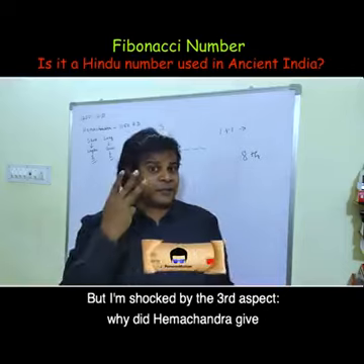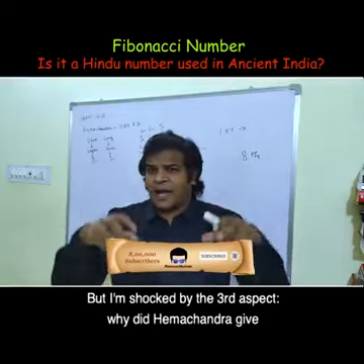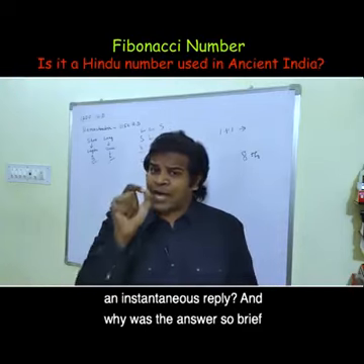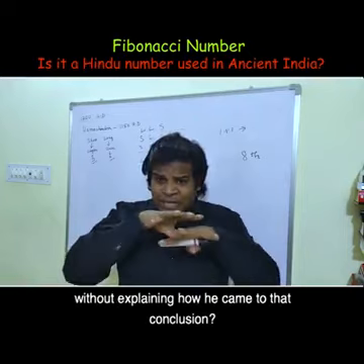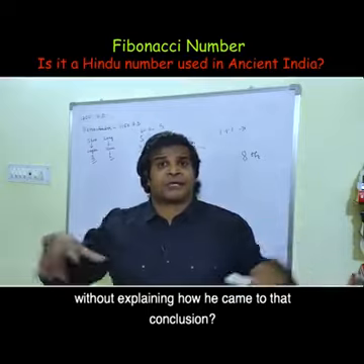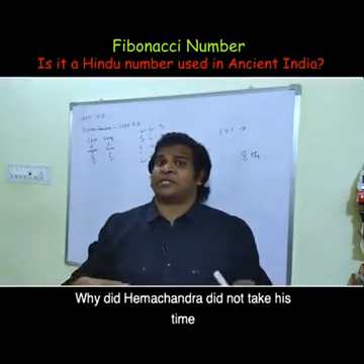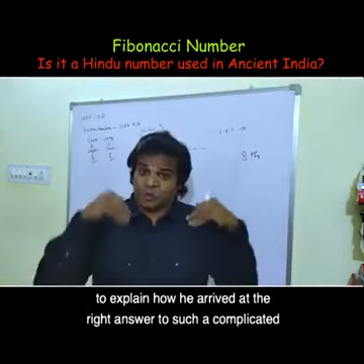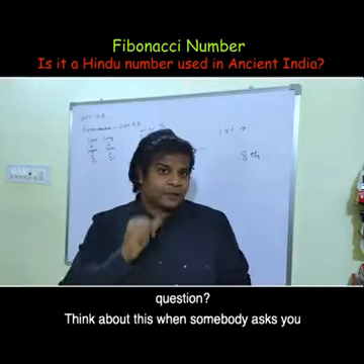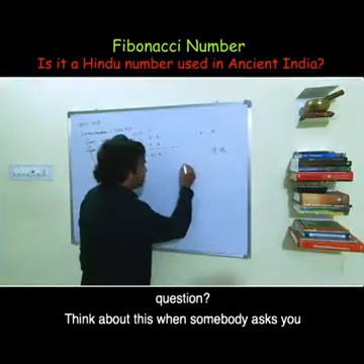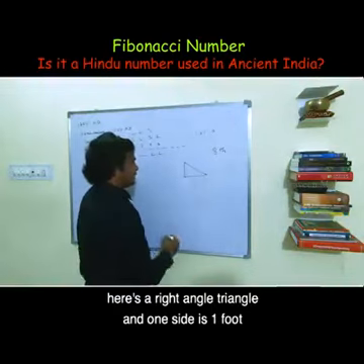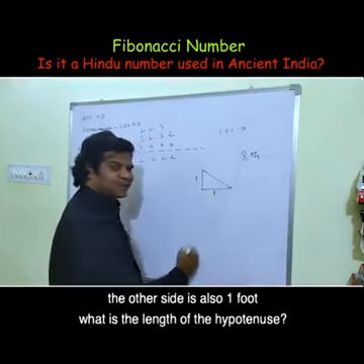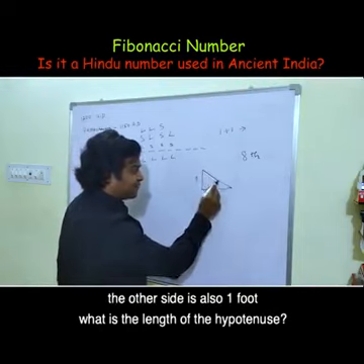But I'm shocked by the third aspect. Why did Hemachandra give an instantaneous reply, and why was the answer so brief without explaining how he came to that conclusion? Why did Hemachandra not take his time to explain how he arrived at the right answer to such a complicated question? Think about this. When somebody asks you, here's a right angle triangle, and one side is 1 foot, the other side is also 1 foot, what is the length of the hypotenuse?